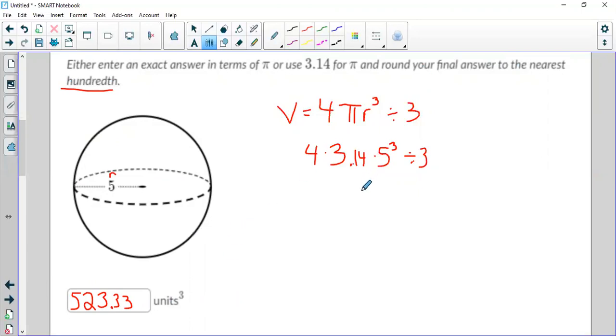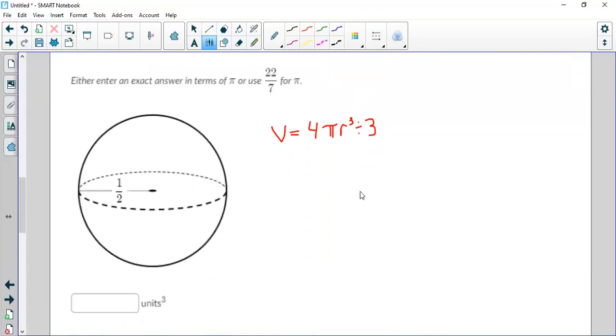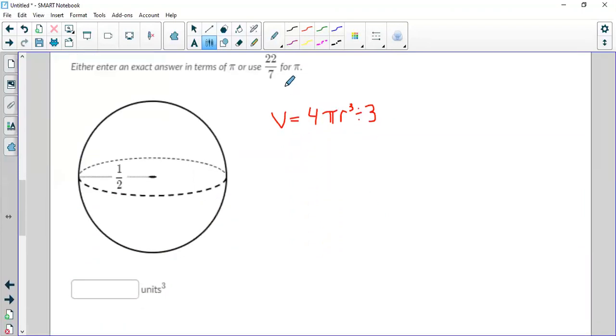Next one's a little different, though. There is the possibility you could get this question. They tell you to use not 3.14 for pi. They tell you to use this fraction. It's 22 over 7. 22 over 7 is the fraction estimate for pi. It's not quite exactly 3.14, but it's the fractional estimate that's used for pi. They might ask you to use a fraction anytime there's a measurement in a fraction. See, my measurement here is a half. So since they give you a fraction measurement, they're going to give you a fraction for pi.